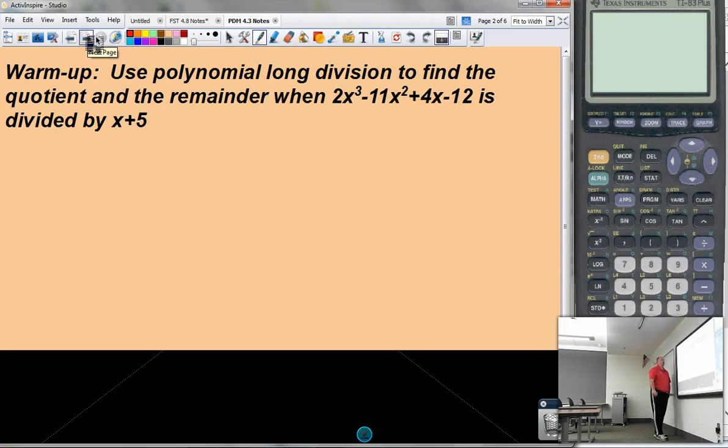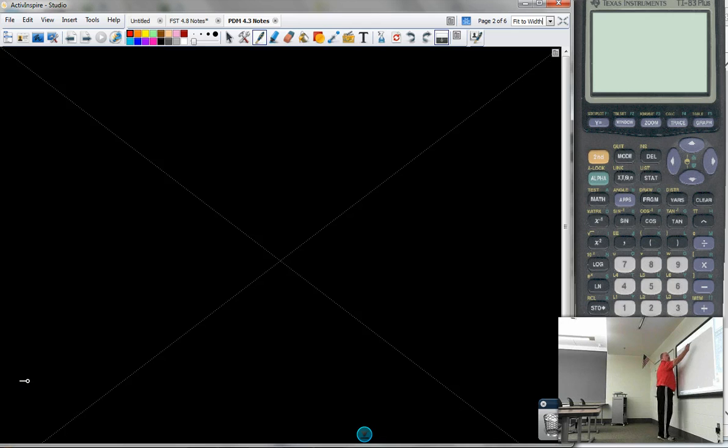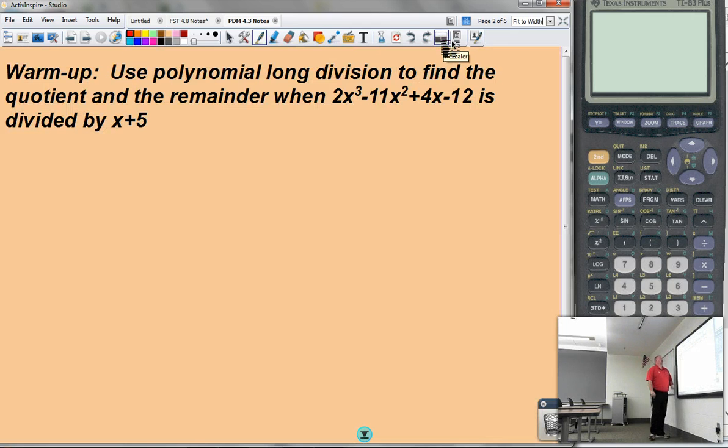Now, as a warm-up activity, we are going to use polynomial long division to find the quotient and the remainder when 2x cubed minus 11x squared plus 4x minus 12 is divided by x plus 5. I'm going to give you about a 1 minute head start to start getting that problem down and get going. And as you're doing that, I'll at least get our setup here.